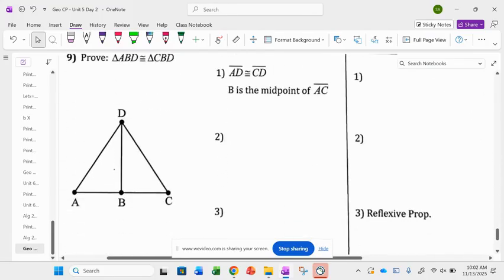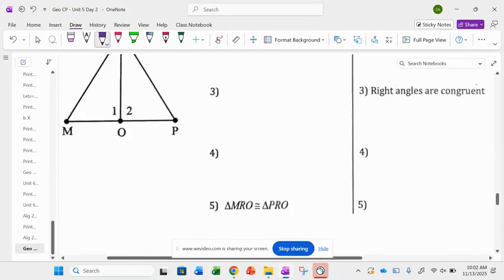Okay, two more together, then I'll have you try one on your own, and then we will call it a day.